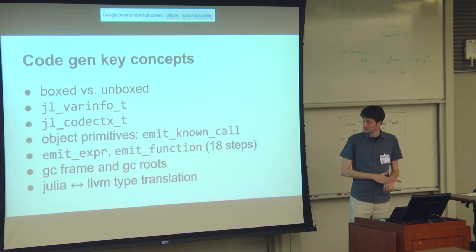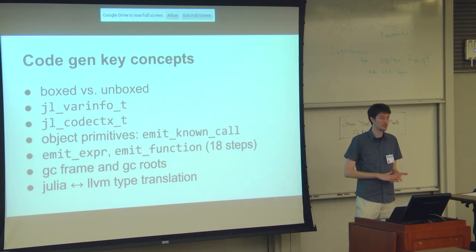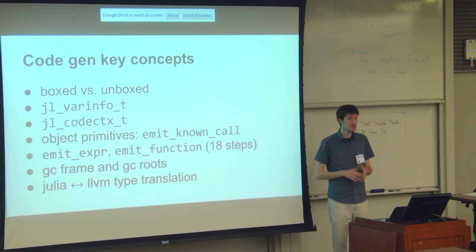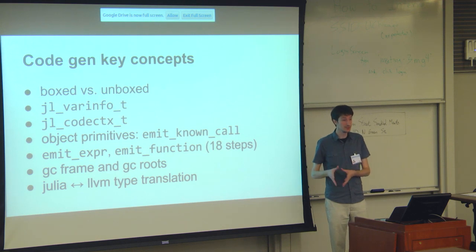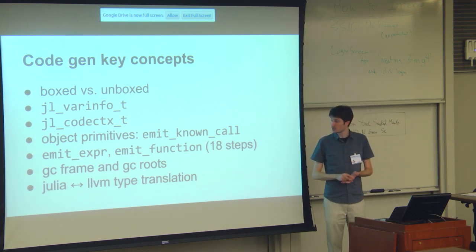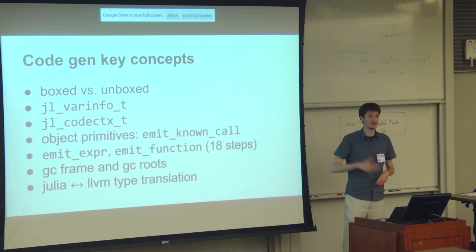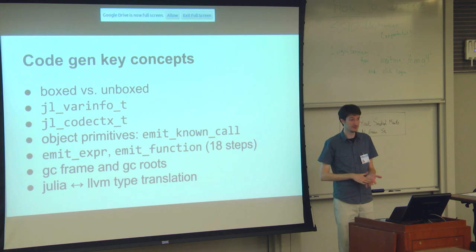So you'll see references in the code generator to GC rooting things, and that will be storing things into that frame. And then emit expr is called for every sub-expression, and it handles all possible cases of what an expression can consist of. And those 27 object primitive operations are also implemented redundantly in the code generator. There's this init known call function, which has a case for each of those and knows how to generate custom code for all of those in various different cases.